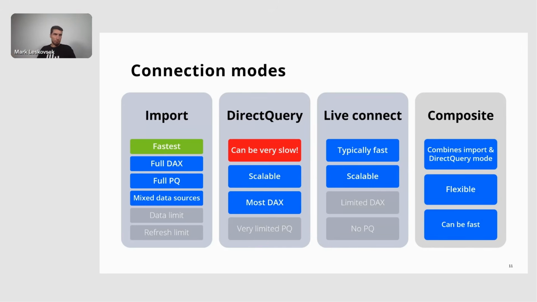The fastest one, without any doubt, is import. You load the data once into Power BI. It makes use of the VertiPaq engine. It's optimized for tabular models. It's a super fast, in-memory database, has excellent compression, and so on, right? And you have full control, full access to Power Query, to DAX. But there is, of course, a data limit and a limit on how many refreshes you can do. You cannot have real-time intelligence on import.